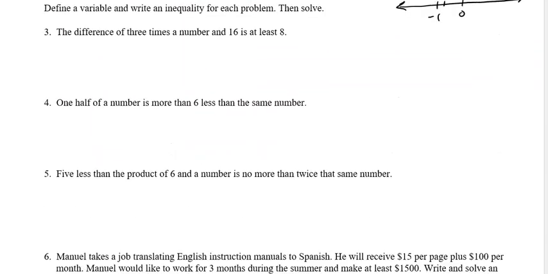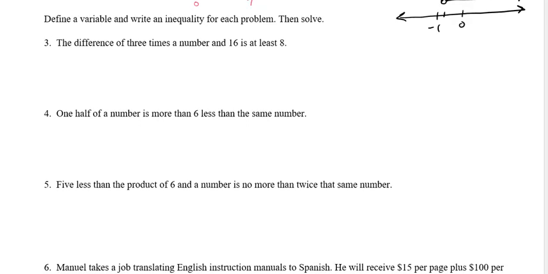Okay. 3, 4, and 5, we have to write an inequality based on words and then solve that inequality. So this is a lot like what we did on the previous test when these were just regular statements, phrases. So let's see what this looks like. The difference of, that means subtraction, 3 times a number and 16. So that's the difference of 3 times a number and 16. Is at least 8. So the way we say is at least is with greater than or equal to.